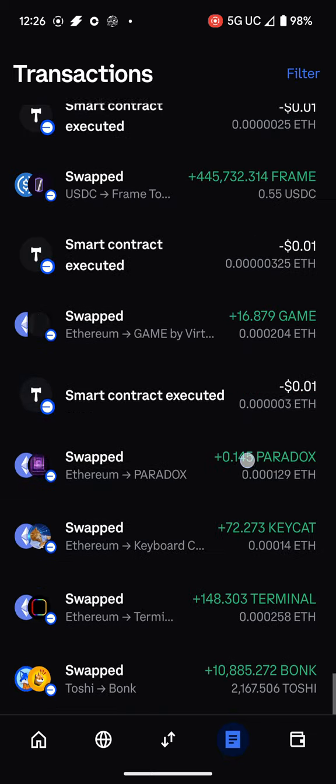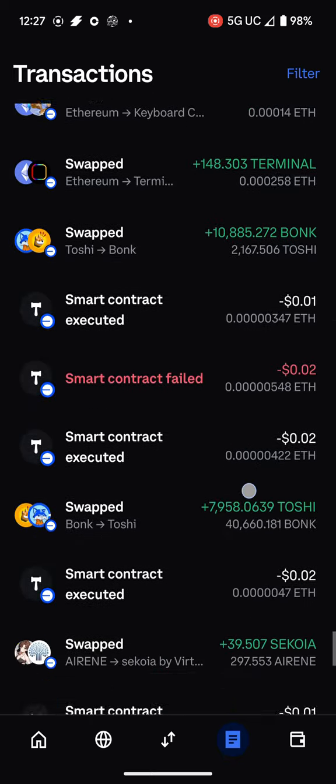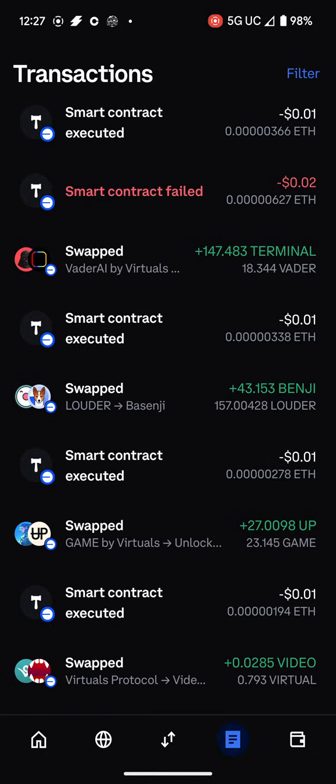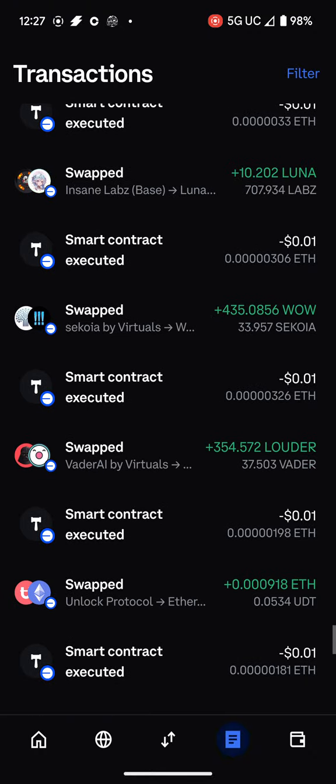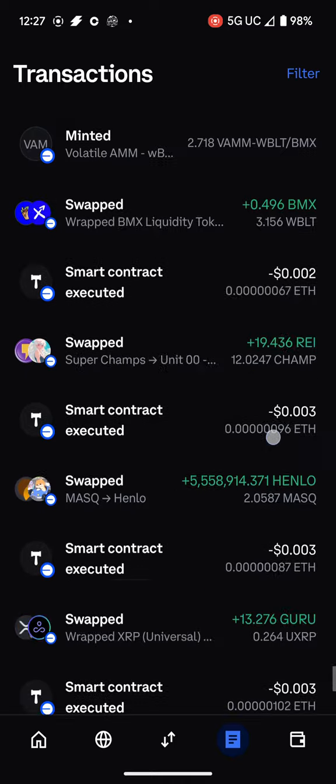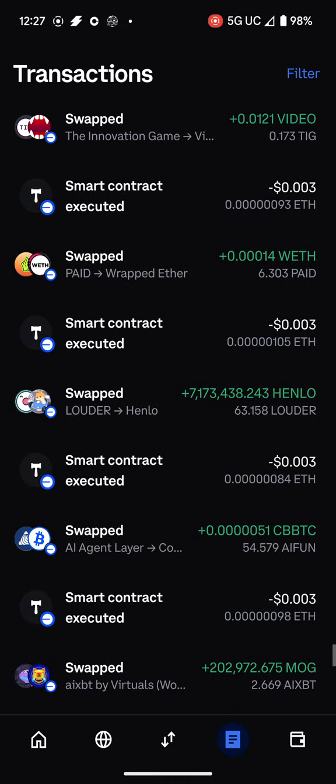Like, things look weird right now. I'm a little confused. Because I haven't been swapping small sizes.